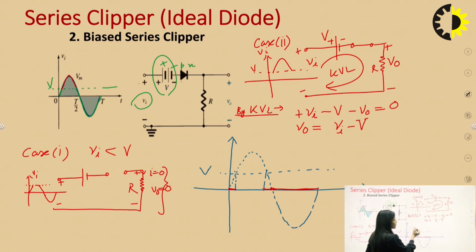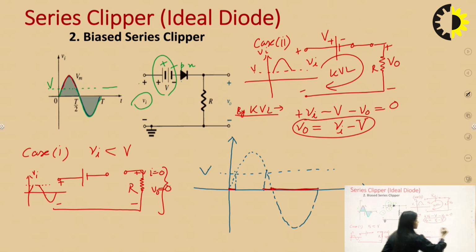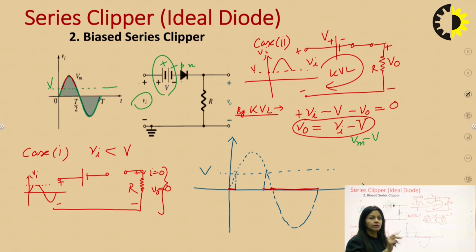Now, what would happen? The output is VO = VI minus V. So we have to be very careful. Suppose that this is Vm, because the peak value of the waveform is Vm. Now the peak value of the waveform is going down by V. When the diode is forward biased, the output voltage is like that. The input waveform is down by capital V. So we will start this waveform here.